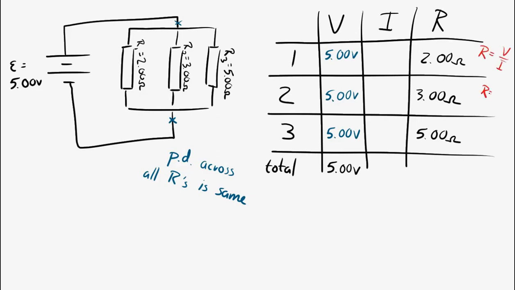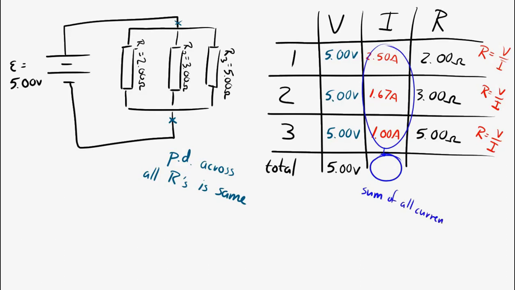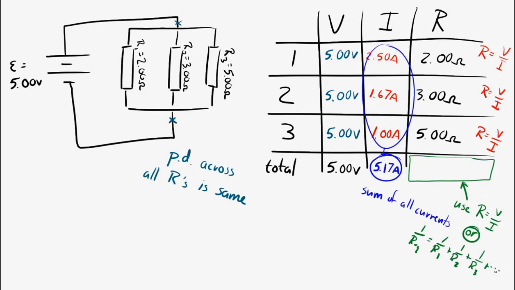We can use Ohm's law to find the current through each resistor. So we have 2.5 amps, 1.67 amps, and 1 amp. And we know that the total current that's flowing is going to equal the sum of all of the currents through each of the resistors. So the total current is 5.17 amps. And now if we want to know the total resistance that's in the circuit, which is the same as the equivalent resistance of all of this combination, we have 2 ways to find it. We could use Ohm's law to find the equivalent resistance, or we can use the resistance equation. And either way you do it, you get the same answer.